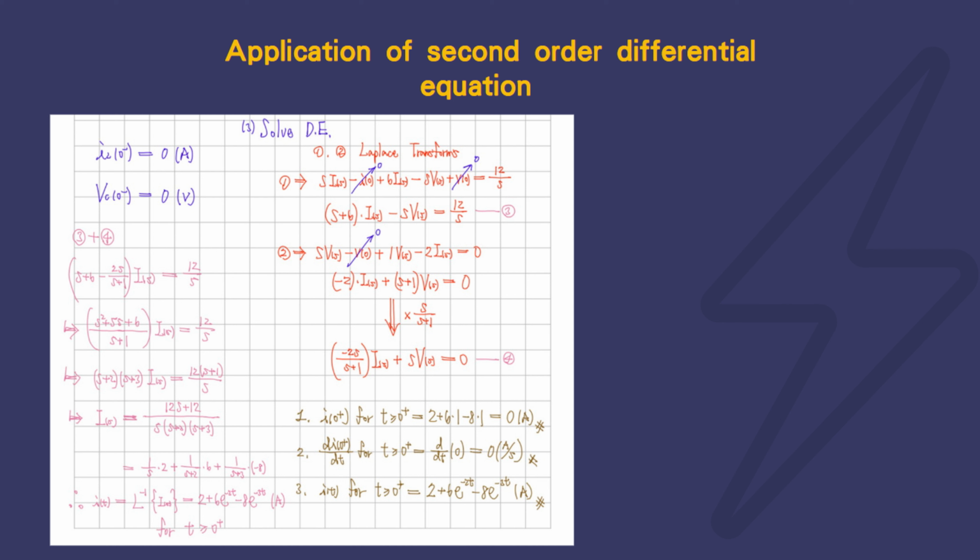After solving for I of S, I performed partial fraction decomposition and then applied inverse Laplace transforms to retrieve the time domain solution. The current I of t is given by 2 plus 6 times e to the power of negative 2t minus 8 times e to the power of negative 3t.